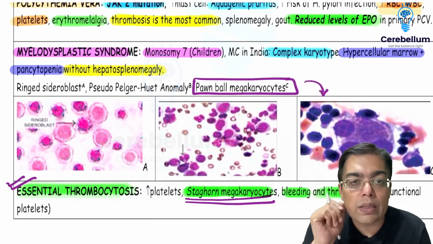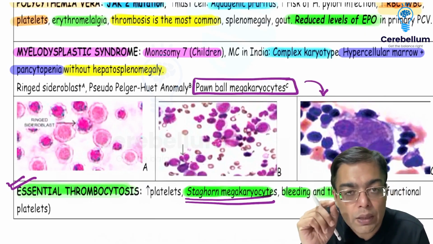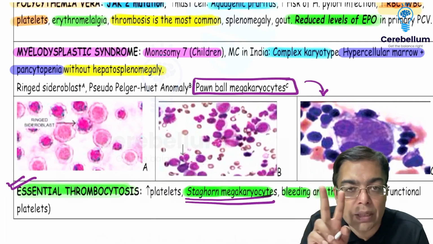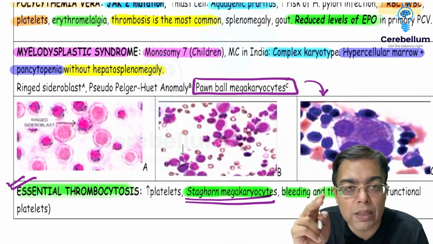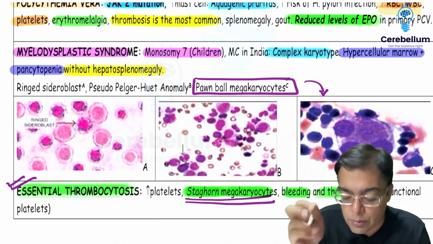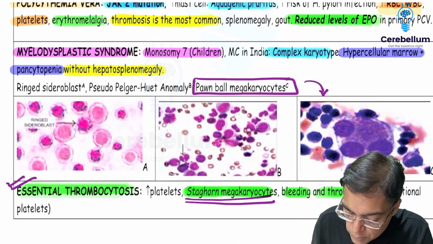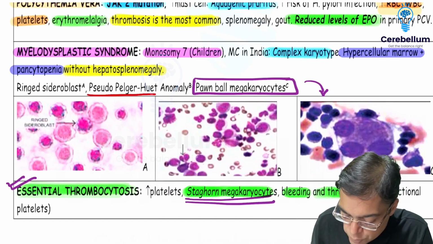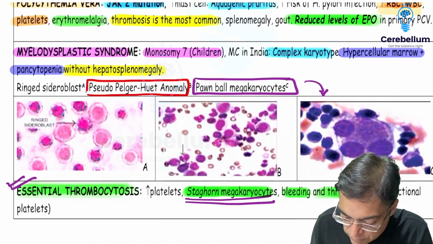When you look at the neutrophils in these patients, the nuclei are present in 2 lobes. So 2 nuclear lobes are present in the neutrophils. And when 2 nuclear lobes are present in the neutrophils, that is given the name of pseudo-Pelger-Huet anomaly. Pseudo-Pelger-Huet anomaly is going to be seen as a feature here.